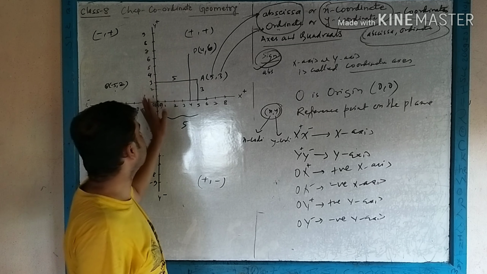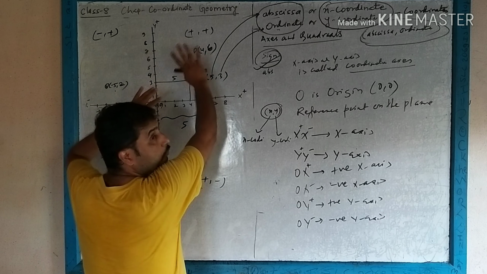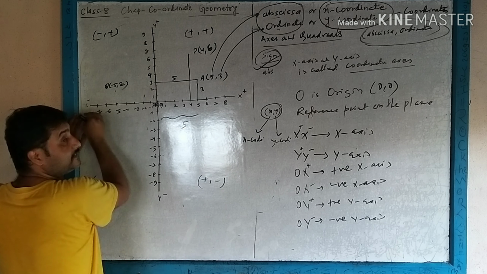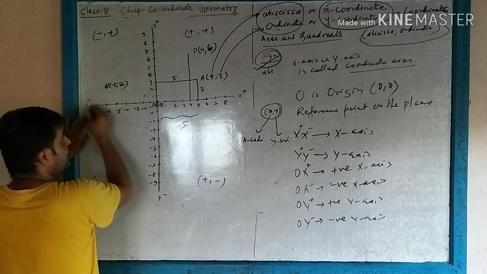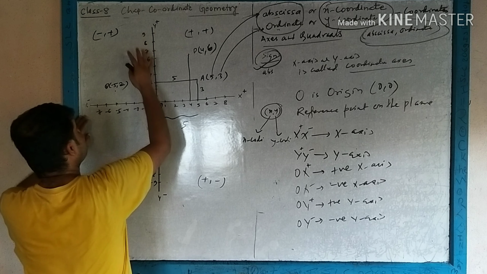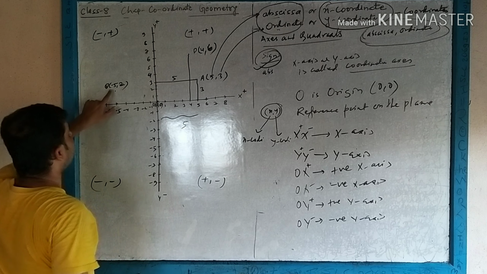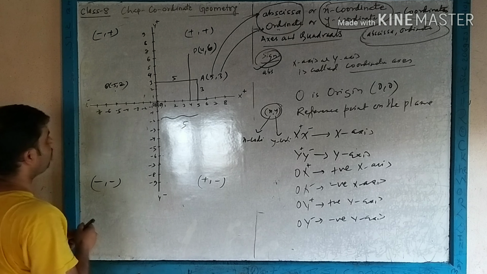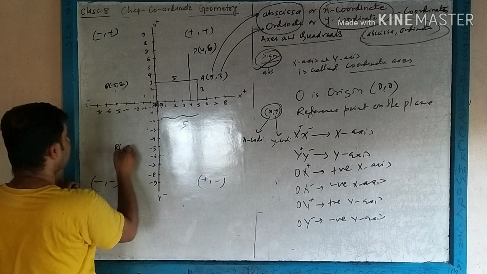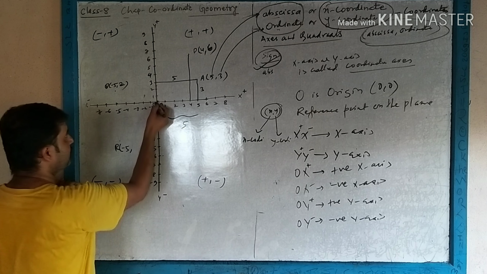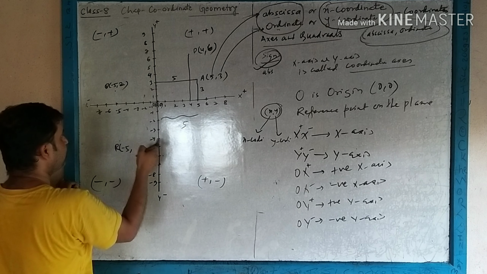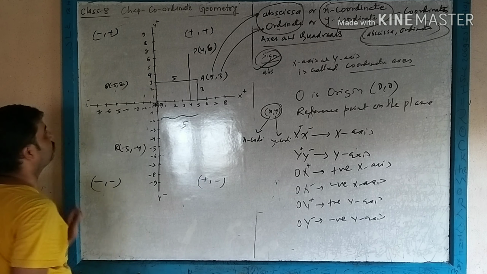So the first quadrant, both positive, plus plus. The second quadrant is minus plus. The region covered by the negative x-axis and positive y-axis is minus plus, so here is minus 5, 2. If I take a point here, suppose R, what are the coordinates? It is minus 5 first, the abscissa, then the ordinate. First x, then y. So minus 5 comma minus 4 here.